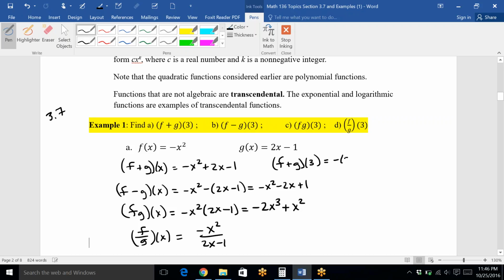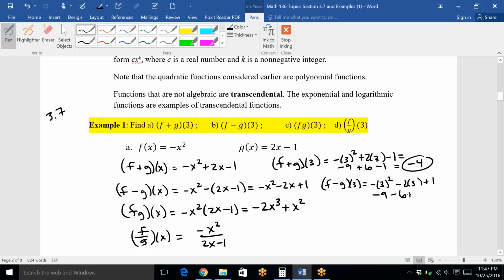So this would be negative 3 squared plus 2 times 3 minus 1. That is negative 9 plus 6 minus 1, or a total of negative 4. For the next one, f minus g of 3, we would have negative 3 squared minus 2 times 3 plus 1, negative 9 minus 6 plus 1. That would be negative 14.